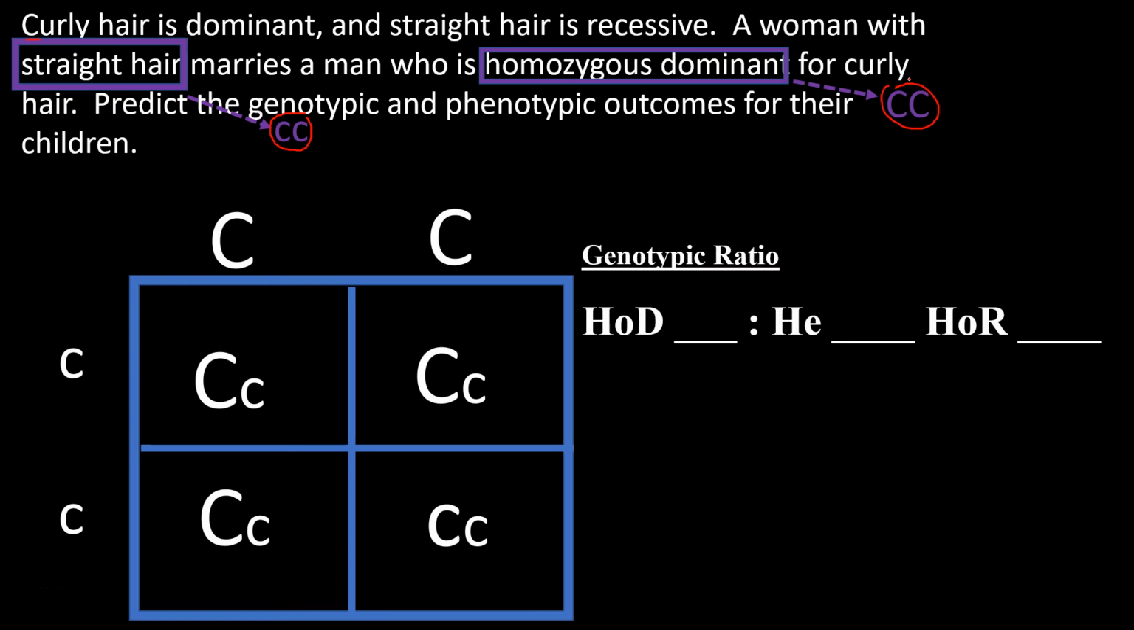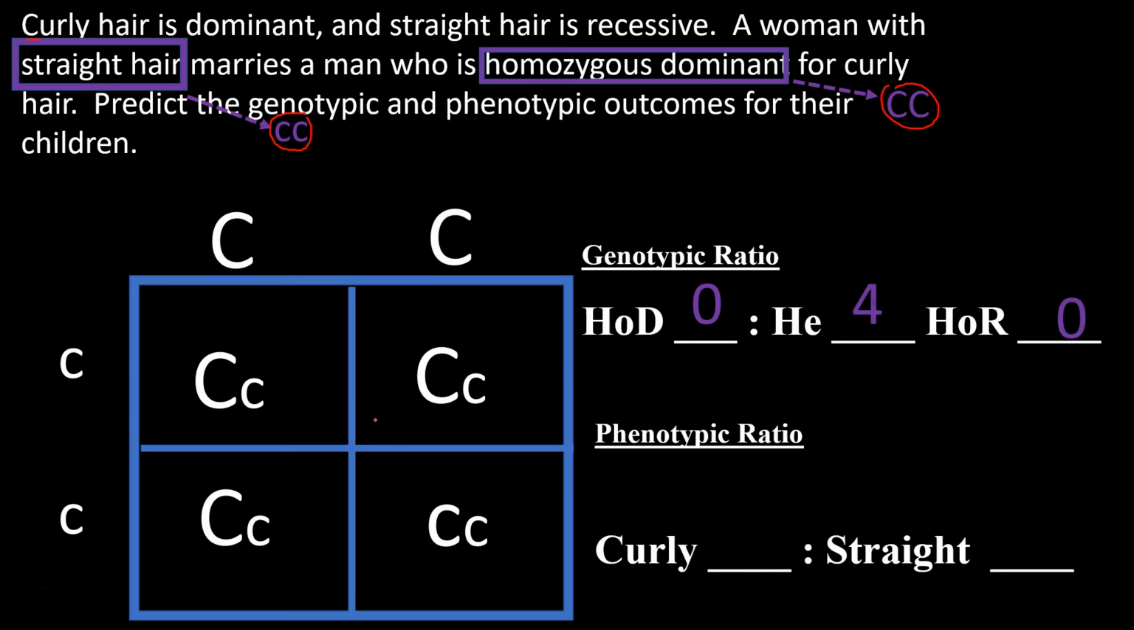What is the genotypic ratio? Well, there's 0 homozygous dominants. I have 4 heterozygous. And I have 0 homozygous recessives. What about the phenotypic ratio? All 4 of these children are going to have curly hair. 0 are going to have straight.